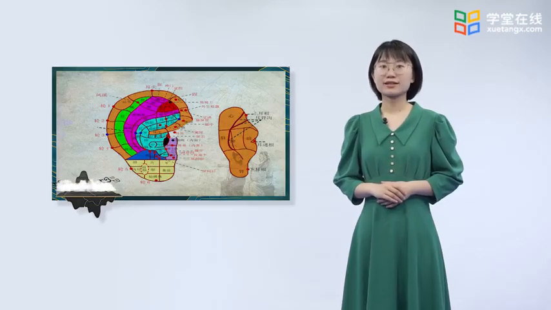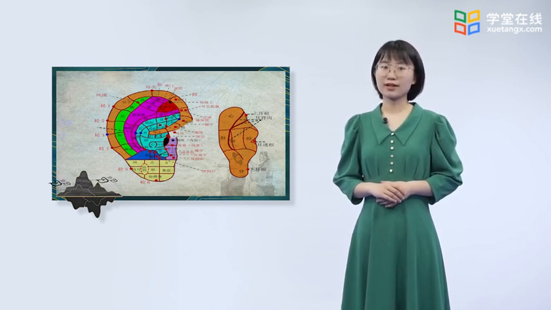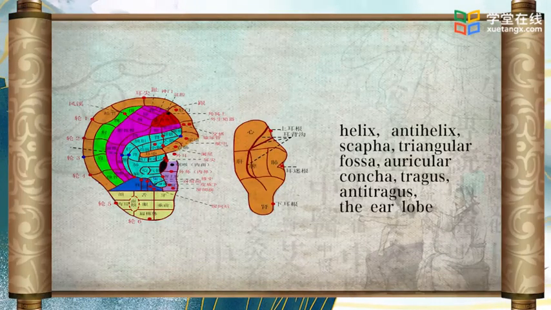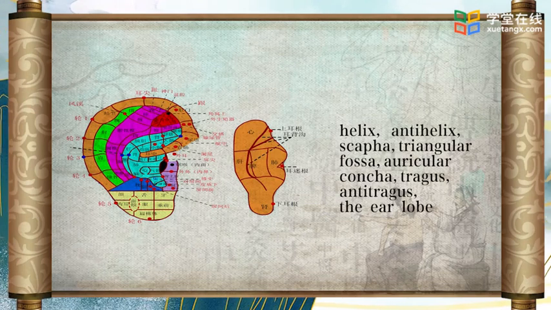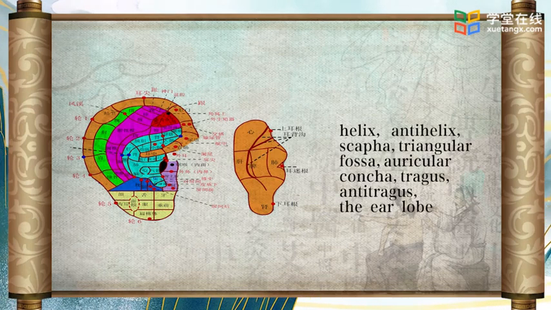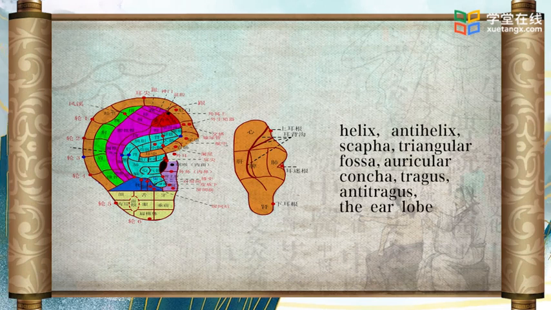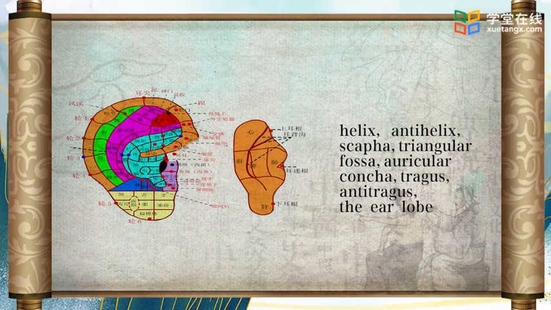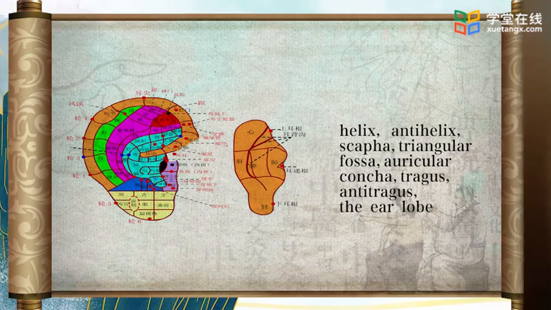As we said in the last content, from the anatomical level, the front of the ear can be divided into 8 areas, respectively helix, antihelix, scaphoid fossa, triangular fossa, auricular concha, tragus, antitragus, and the earlobe. And here we will talk about some representative points of each area in detail.